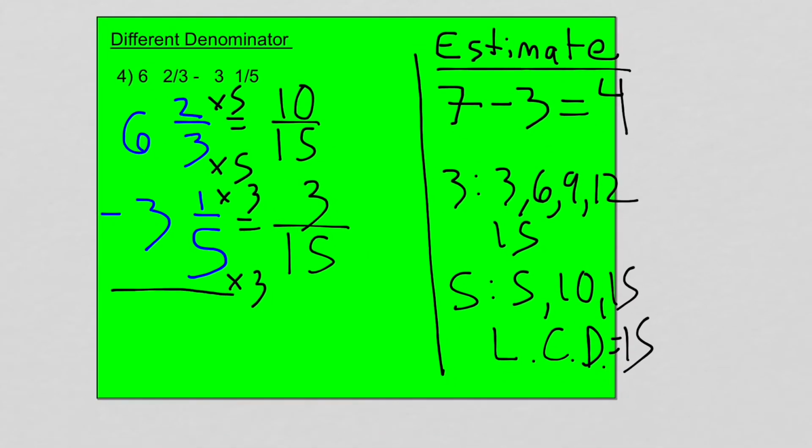And now I study my fractions. I can see that the top fraction is larger than the bottom fraction. So I'm going to subtract my whole numbers. 6 minus 3 is 3. 10 minus 3 is 7 over 15. And 3 and 7 over 15 is pretty close to my estimate of 4.